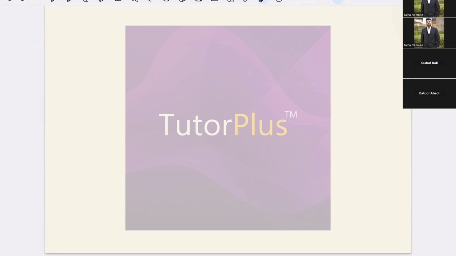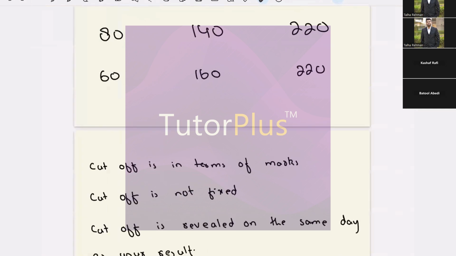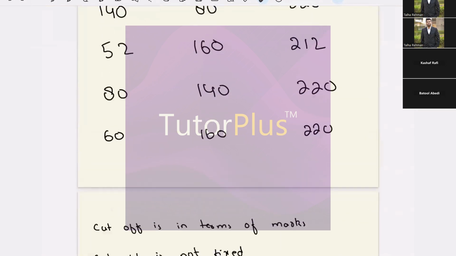Also, they have never, ever stuck to one pattern. So for IBA, I need you to remember that there will never be a fixed pattern.